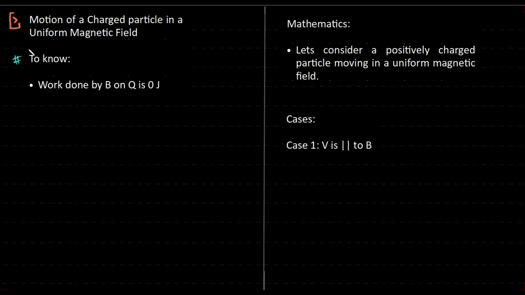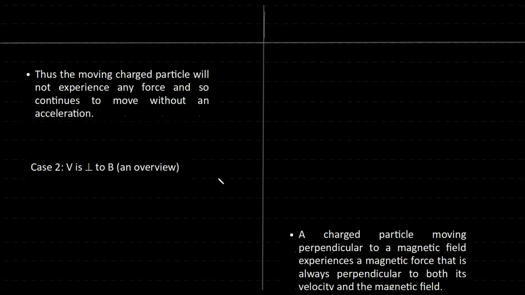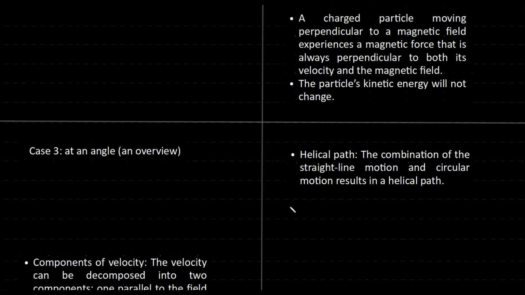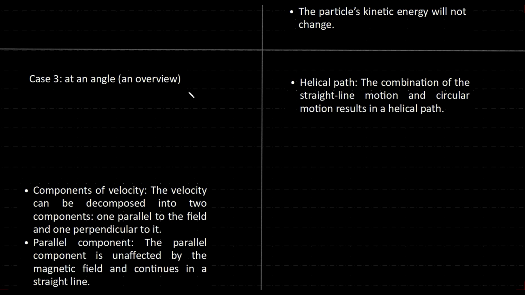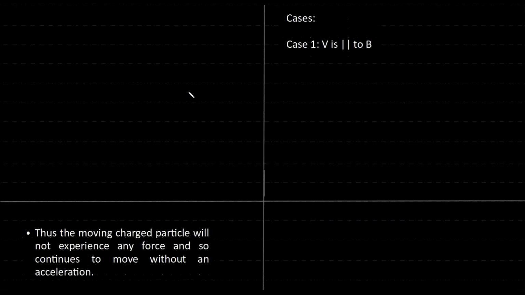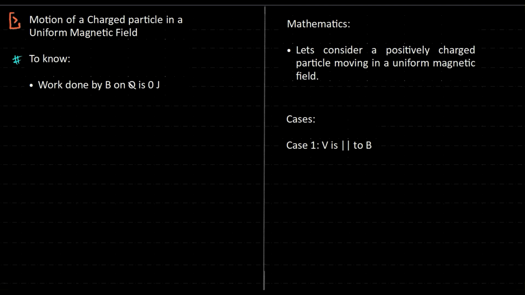Let's look at different versions of the motion of charges in a magnetic field, different possibilities. One of the possibilities is that the velocity is parallel to B. Another is purely perpendicular. Another is at an angle. Okay, so let's look at that. One thing that we need to remember is the work done by a magnetic field on a moving charge is always zero.